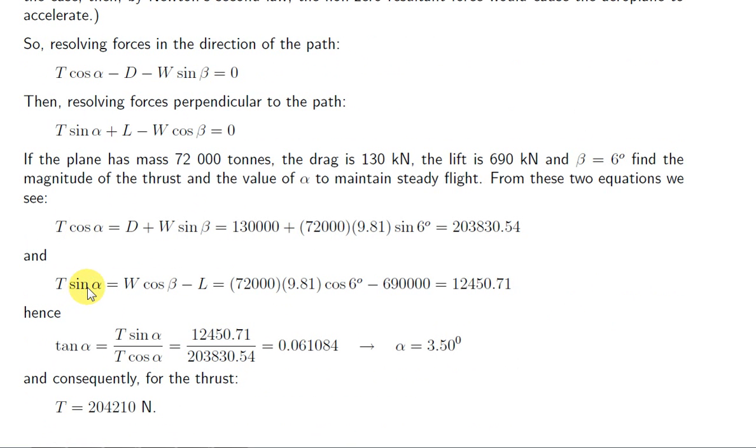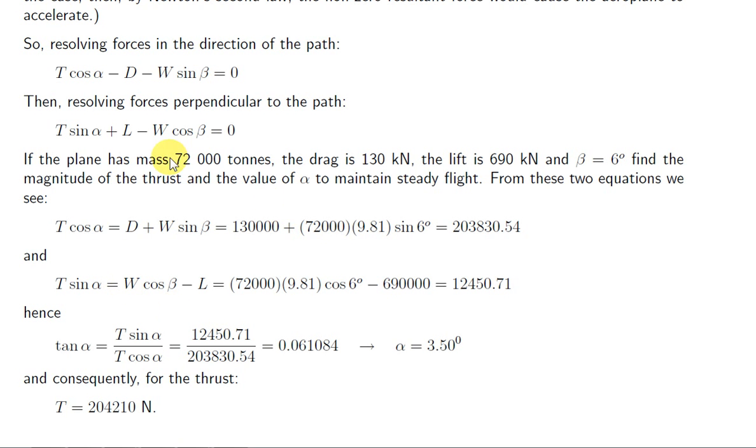So we have two equations in two unknowns, and if we just divide T sine alpha by T cos alpha, we get sine alpha over cos alpha, which is tan alpha. So we can find tan alpha. And once we know alpha, we can find T.